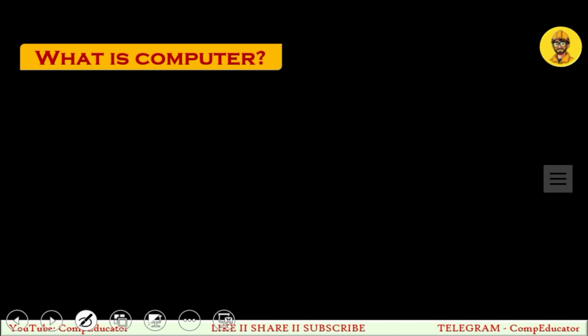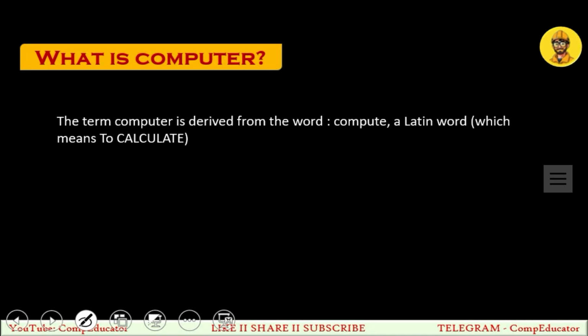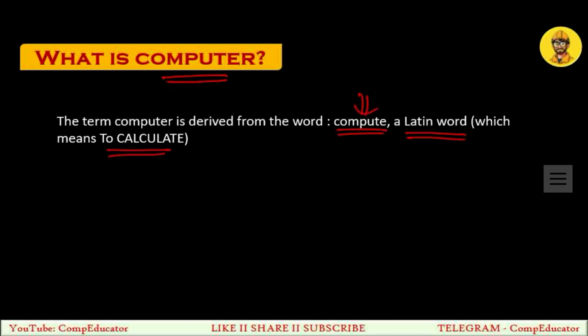So first of all, the basic term we have to know is the word compute. What does compute mean? Compute is a Latin word which means to calculate. So we have to know that the term computer is derived from the Latin word compute, which means to calculate.